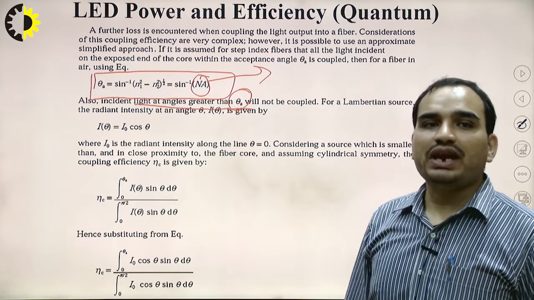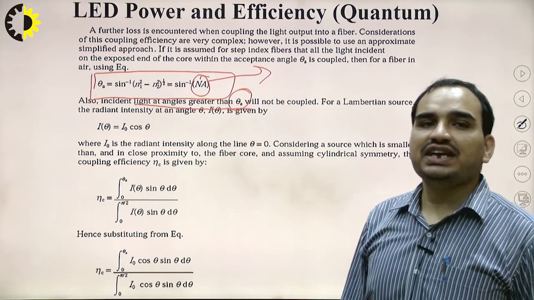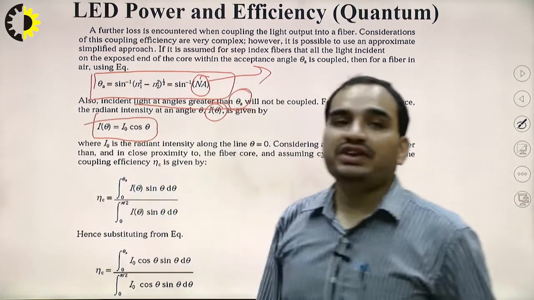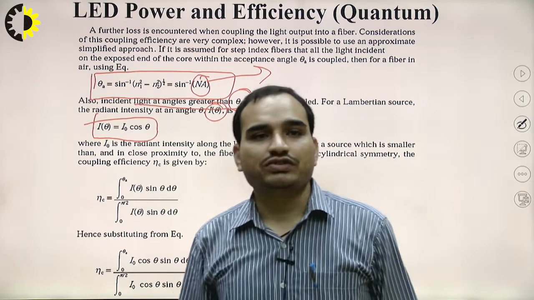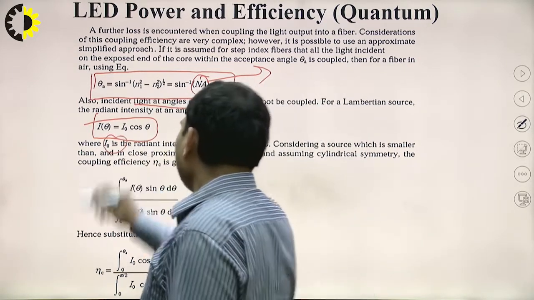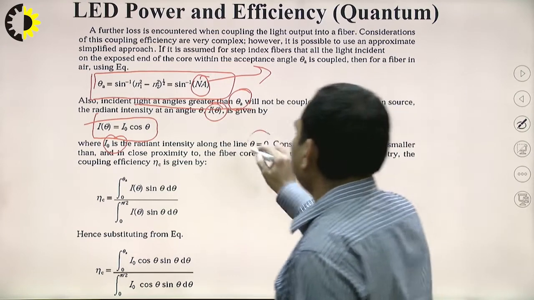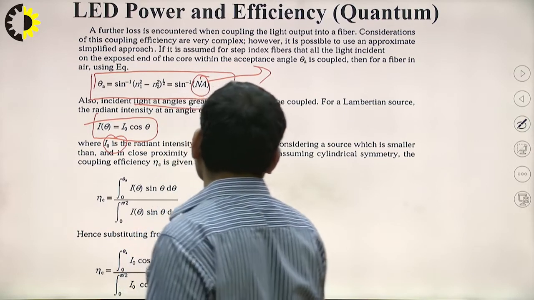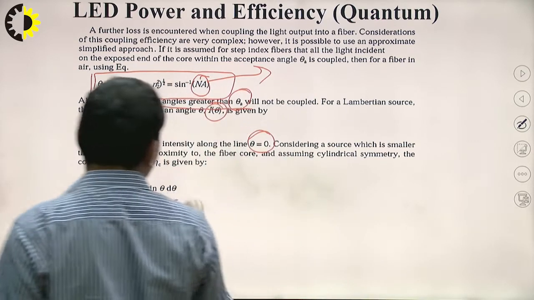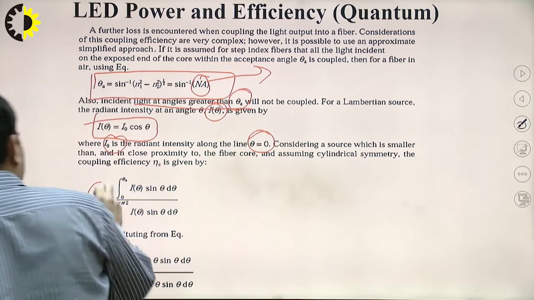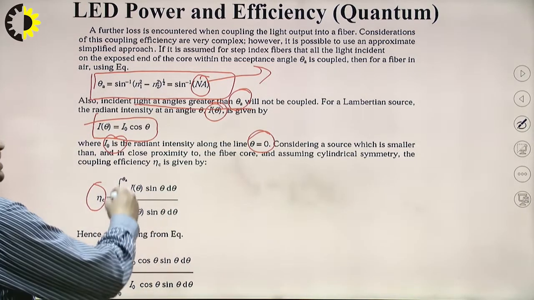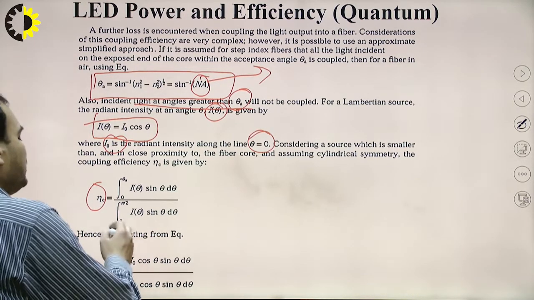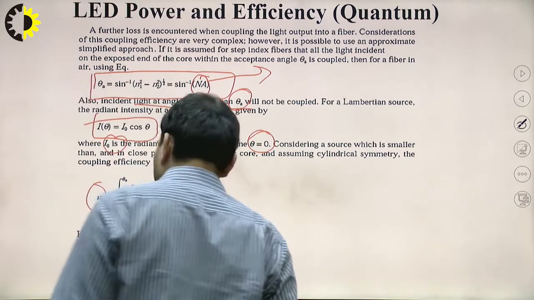Also, the incident light at angles greater than the acceptance angle theta a will not be coupled. For the Lambertian source, the radiation intensity at angle theta, I theta, can be written as I naught cos theta, where I naught is the radiation intensity along the line theta equals 0, considering a source which is smaller than the core and in close proximity to the fiber core. Using the cylindrical symmetry, the coupling efficiency eta c can be written as the integral from 0 to theta a of I theta sine theta d theta, divided by the integral from 0 to 2 pi of I naught sine theta d theta.